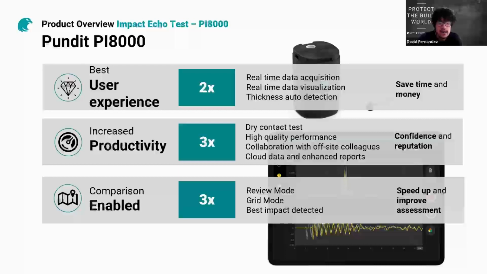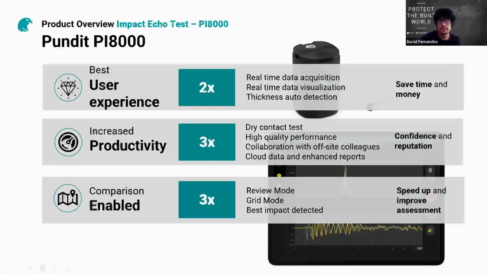And this is a quick overview about how good this system is for the client, because we improve the user experience. Why? Because we have real-time data acquisition. Then we also provide real-time data visualization on the iPad. And then the thickness of the element is automatically selected by the app. Also, we increase the productivity by three.